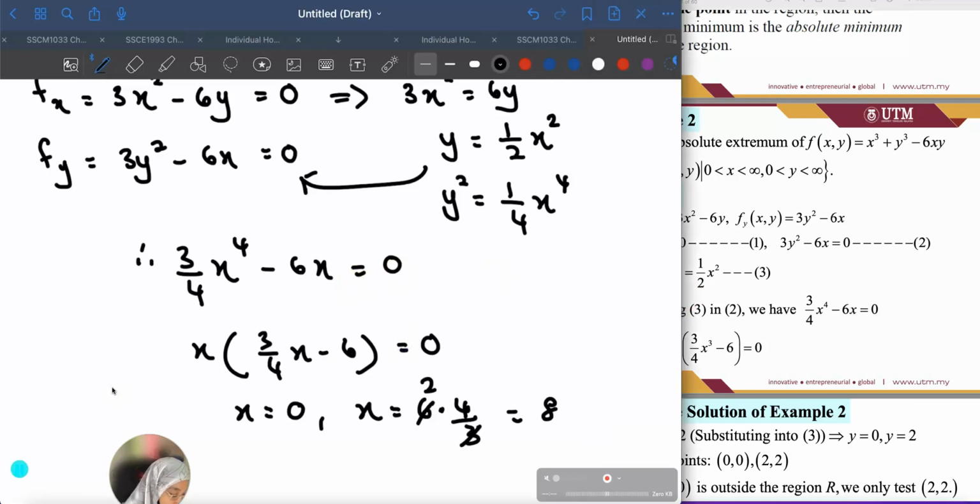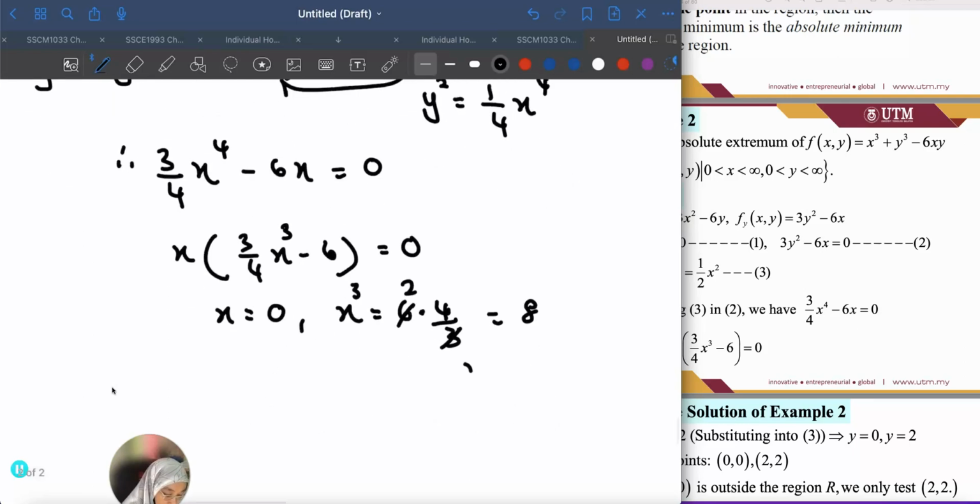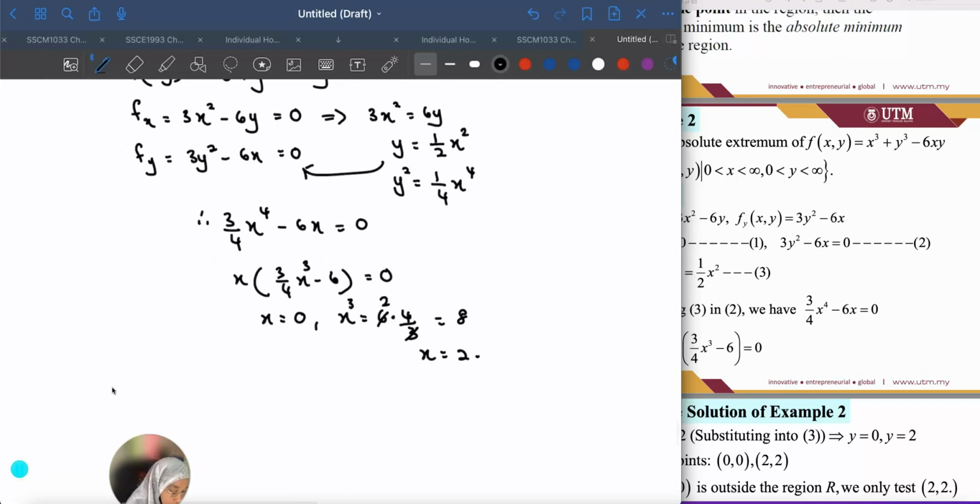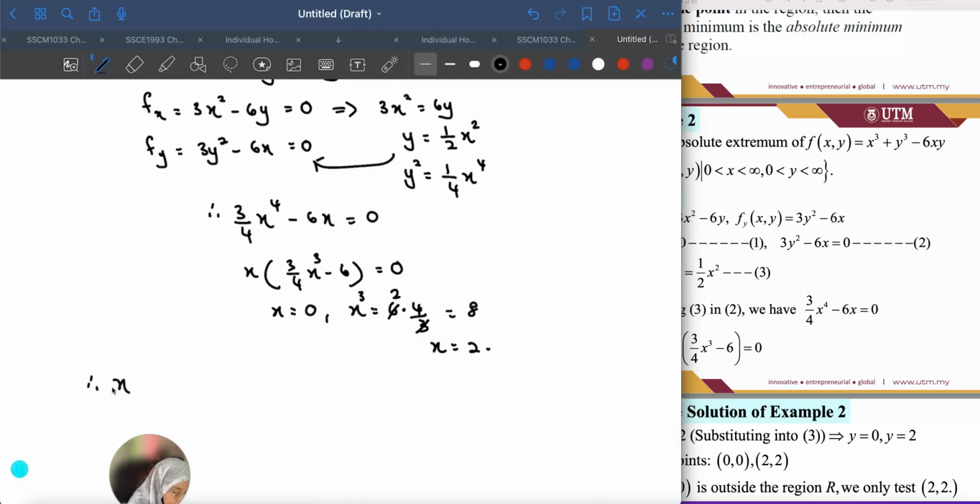Okay, so this one should be cube, right? So we got cube here. Okay, and x is 2. So I obtain that x is 0. So when x equals 0, I substitute it into the y here. So when x is 0, y is also 0. And then when x equals 2, y equals 1 over 2, 4.